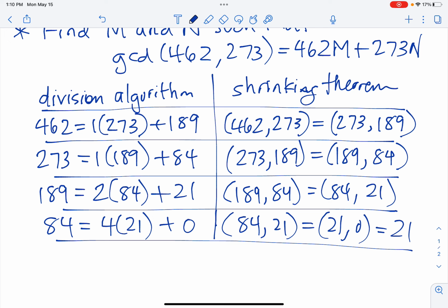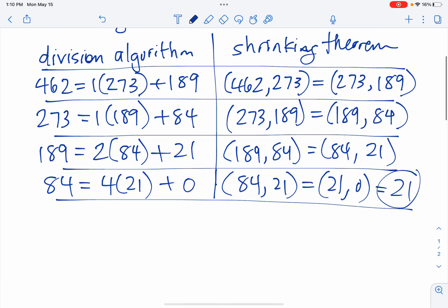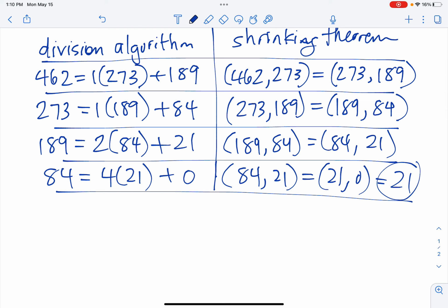Okay, so we've got the GCD. Now we want to try part 2. We want to find m and n such that the GCD is a linear combination of 462 and 273 that will get me that number 21. The way to do that is unwind the algorithm. So what you want to do is take the top 3 division algorithms and solve them for the remainder. You don't have to do the one that has a 0 in it, just the ones with the non-zeros.